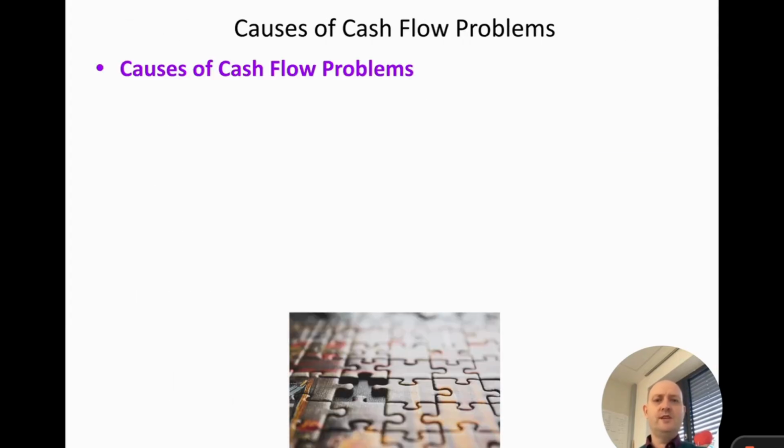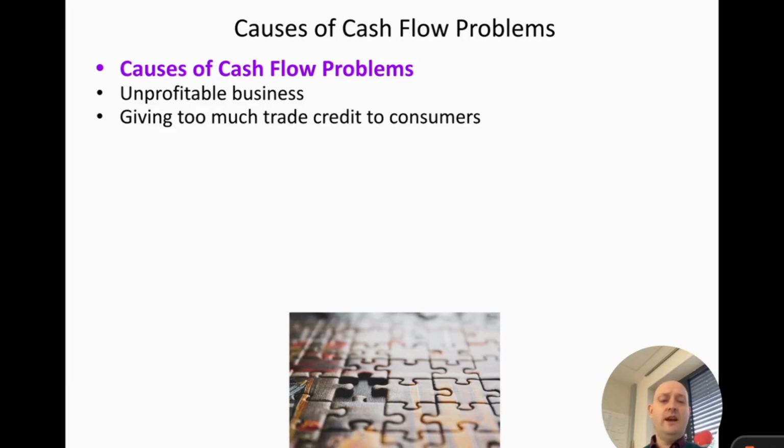Okay, so causes of cash flow problems. Why might we have problems with cash flows? Well, the first one might be quite simple. It might just be an unprofitable business. So the business is making a loss. Eventually, that will catch up with cash flow because if they're making a loss gradually over time, the amount of cash that the business has will go down and eventually that will go into negatives.